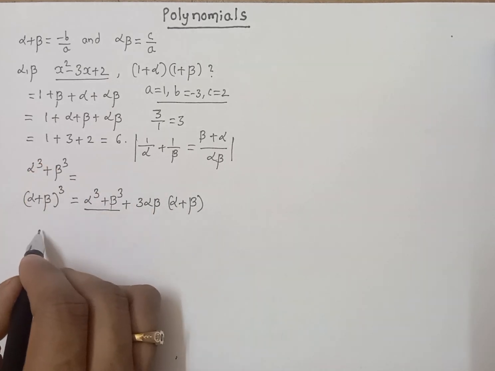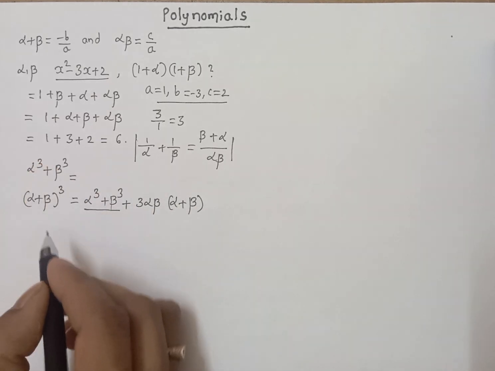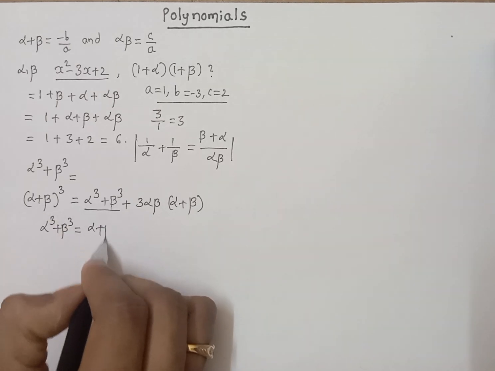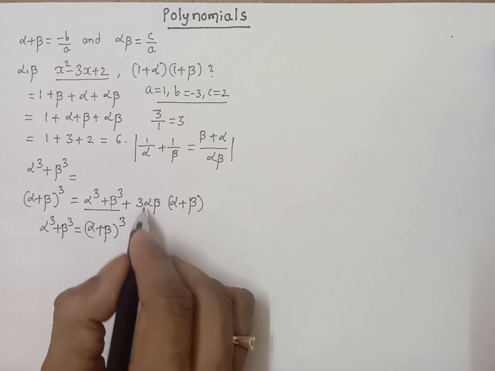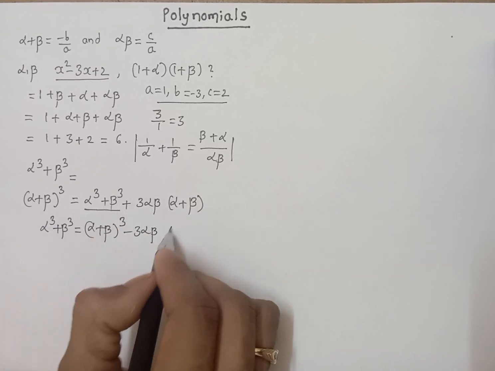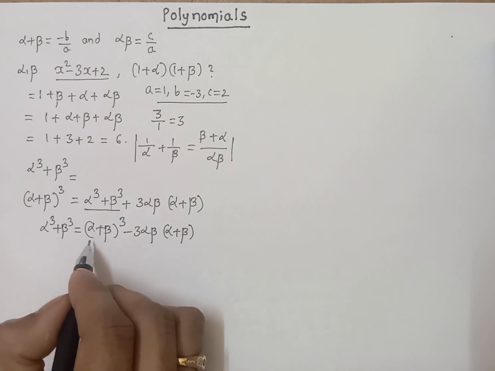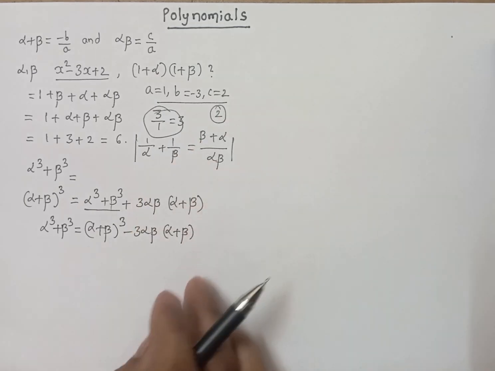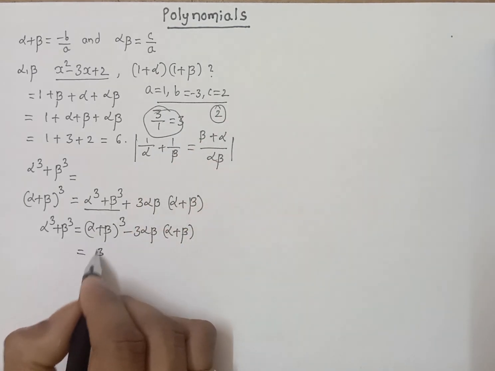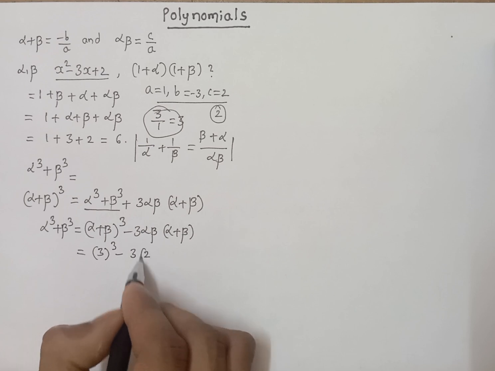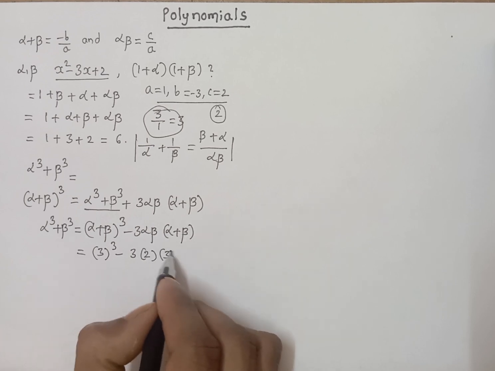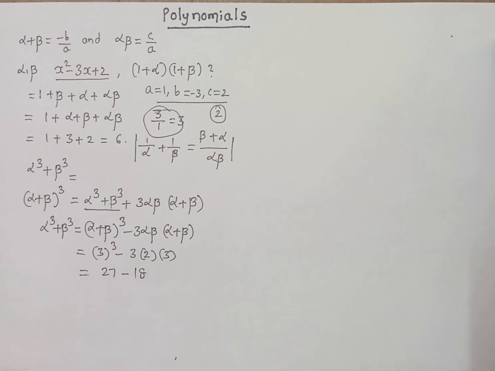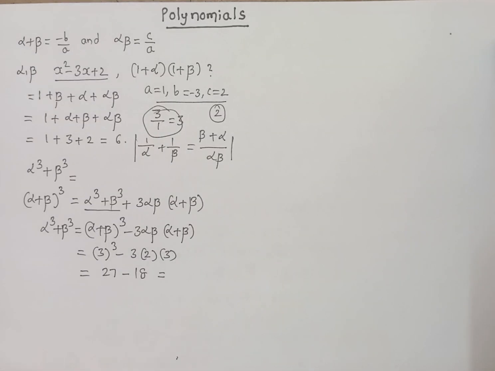So let us take it onto the LHS. If you take it onto the LHS, what do we get? Alpha cube plus beta cube equals alpha plus beta whole cube minus 3 alpha beta into alpha plus beta. So we know the alpha plus beta value, how much? That is 3. Alpha into beta value, that is 2, c by a. So we will get 3 cube minus 3 into 2 into alpha plus beta, again 3. 3 cube is nothing but 27, and 6 into 3 is 18. How much do we get? That will be 9.